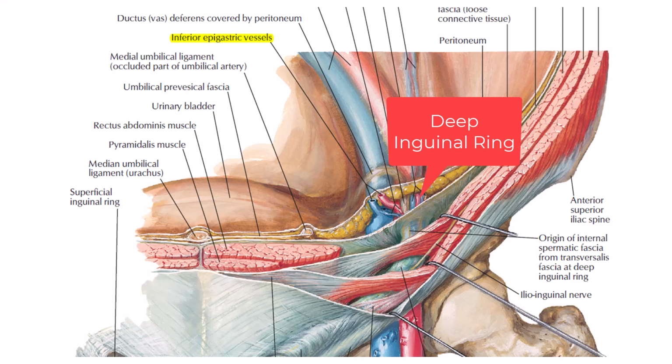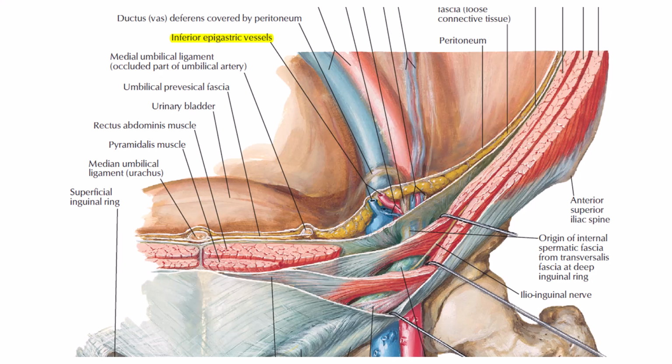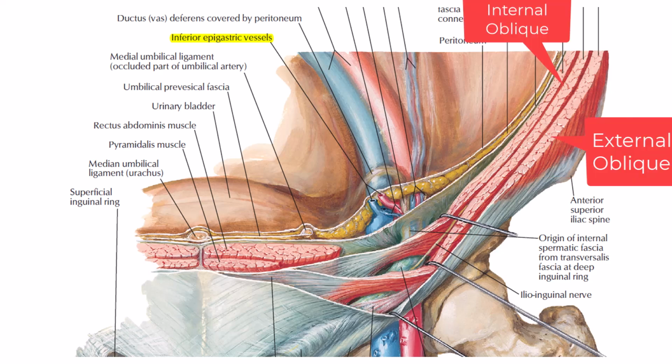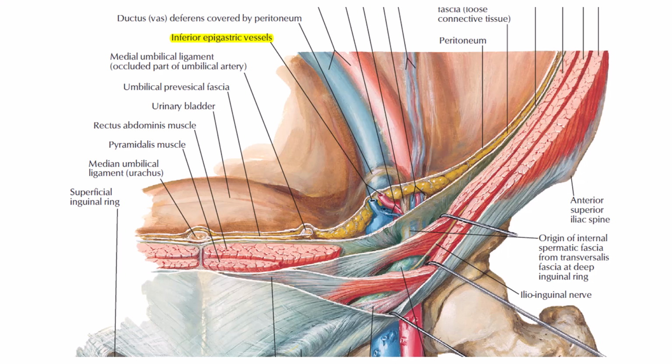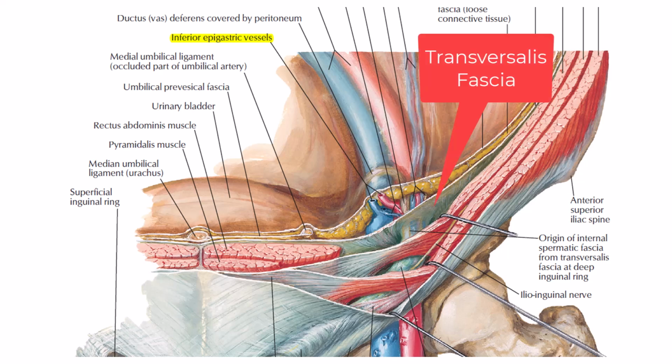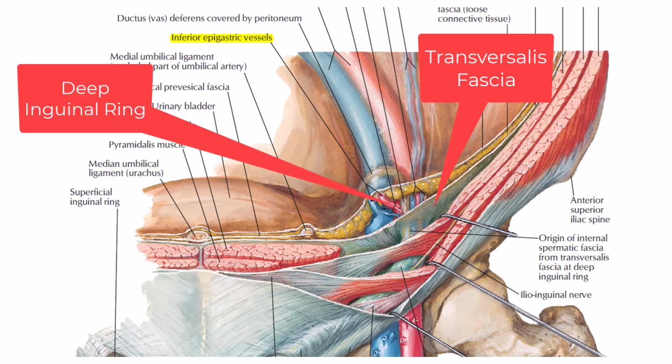To understand the deep ring, look at this image. Identify the three anterolateral abdominal wall muscles from outward to inward. You know these are the external oblique muscle, then the internal oblique muscle, and the innermost is the transversus abdominis muscle. Inner to the transversus abdominis, you can identify the transversalis fascia. So the deep inguinal ring is an oval-shaped opening in the fascia transversalis, not in these three muscles.